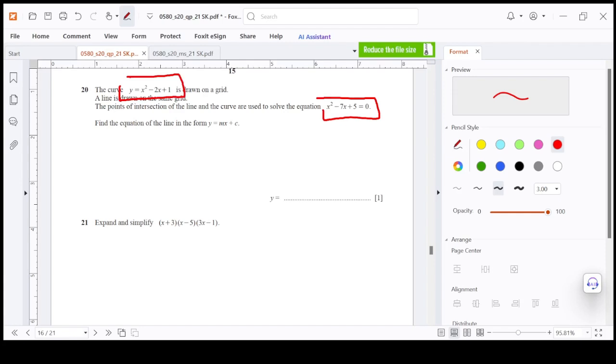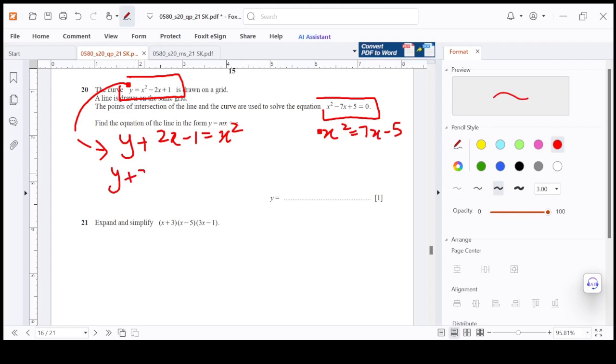So we can make x squared the subject. This becomes y plus 2x minus 1 equals x squared. This becomes x squared equals 7x minus 5. Okay, so now we equate them. y plus 2x minus 1 equals 7x minus 5. y equals 5x minus 4 should be the answer.